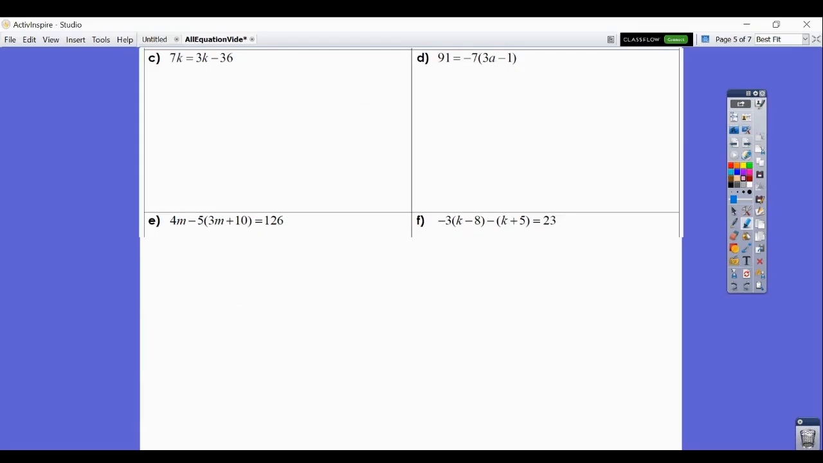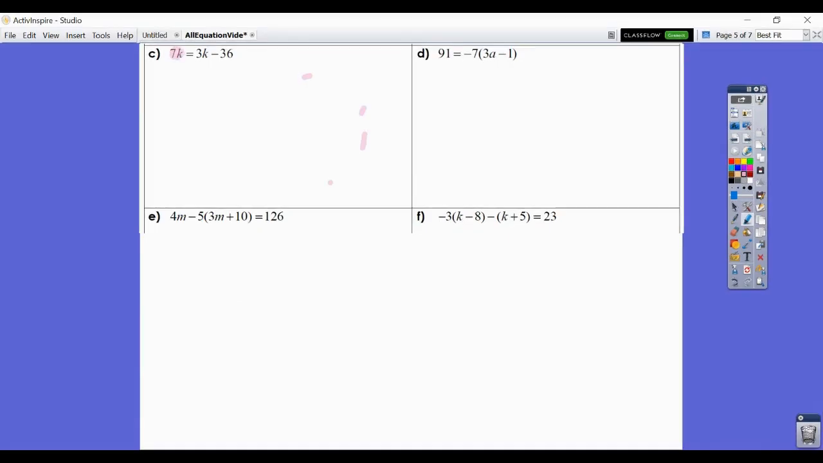In the next example C, I have 7k equals 3k minus 36. So I look at my like terms and make sure I combine them, moving my variable to one side.